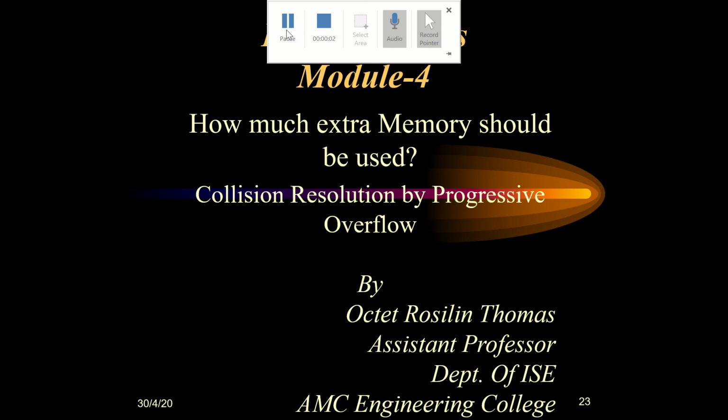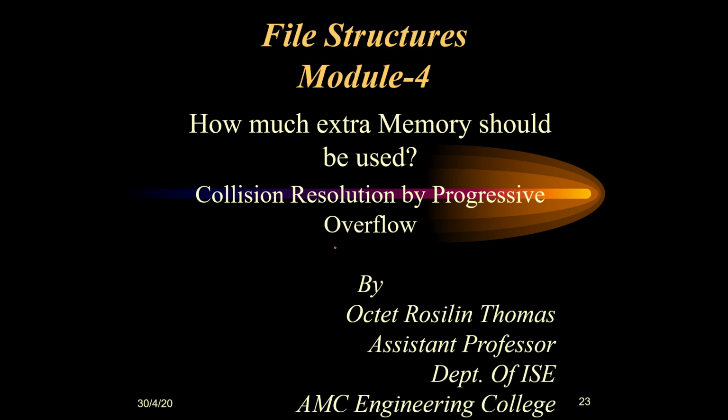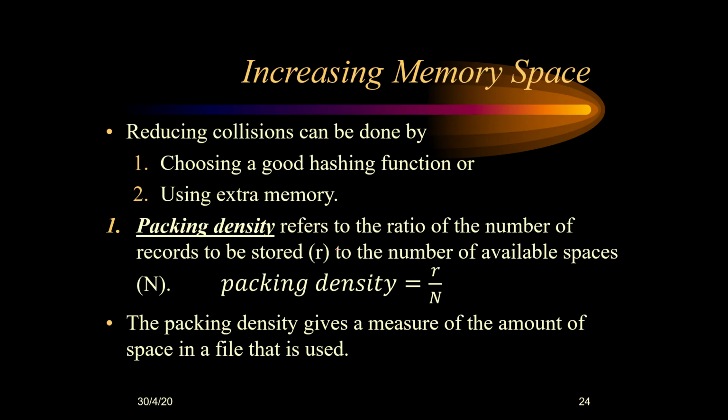How much extra memory is used, then we'll see collision resolution by progressive overflow. In the topic of how much memory is used, we'll see how we can reduce the collisions. There are two techniques used to reduce collisions: the first is by using a very good hashing function, and the next one is by using extra memory.